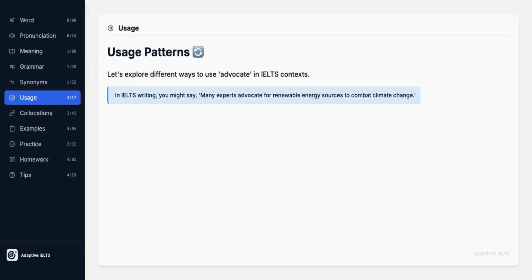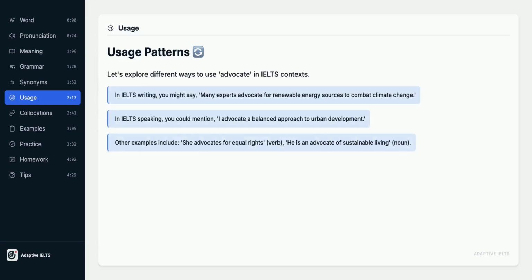Let's explore different ways to use advocate in IELTS contexts. In IELTS writing, you might say, many experts advocate for renewable energy sources to combat climate change. In IELTS speaking, you could mention, I advocate a balanced approach to urban development. Other examples include, she advocates for equal rights, verb. He is an advocate of sustainable living, noun.